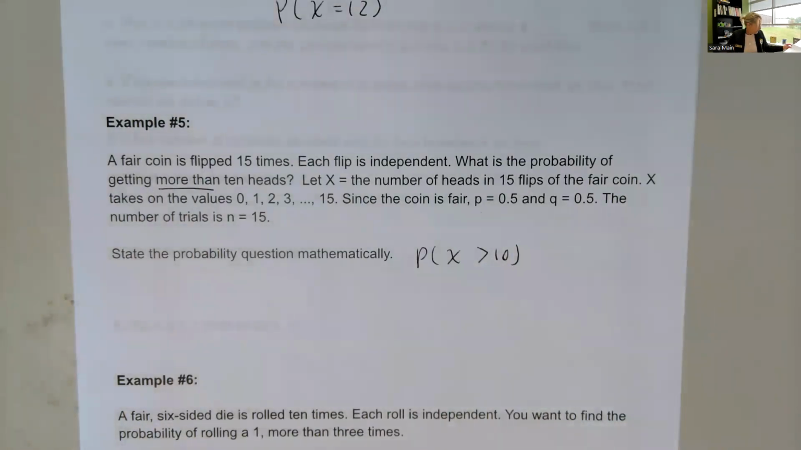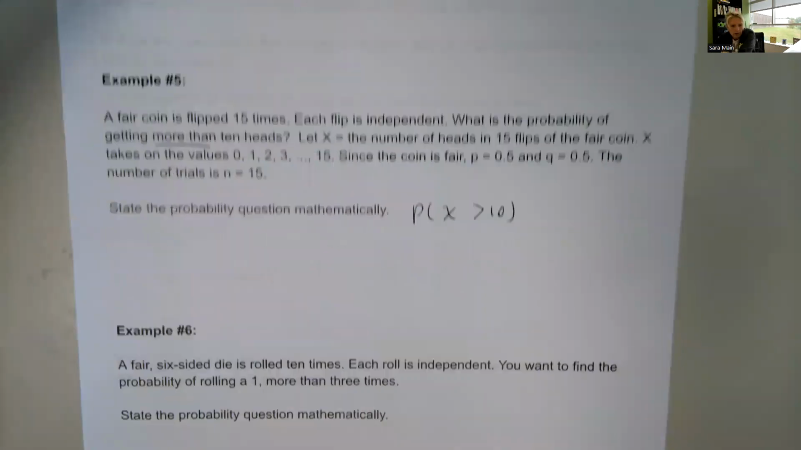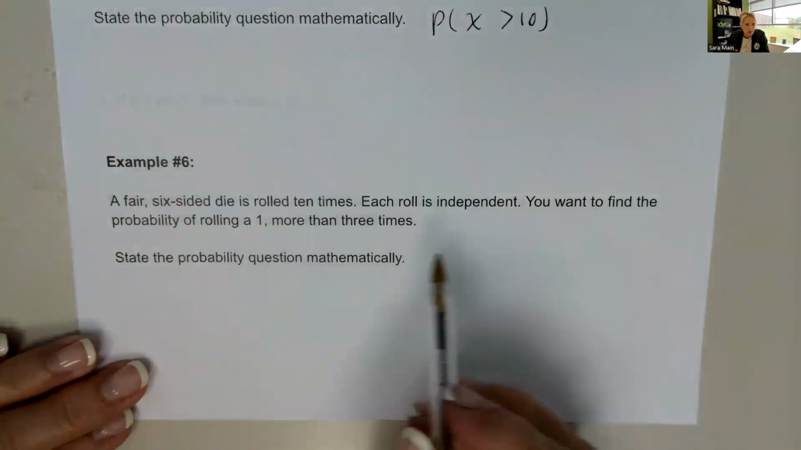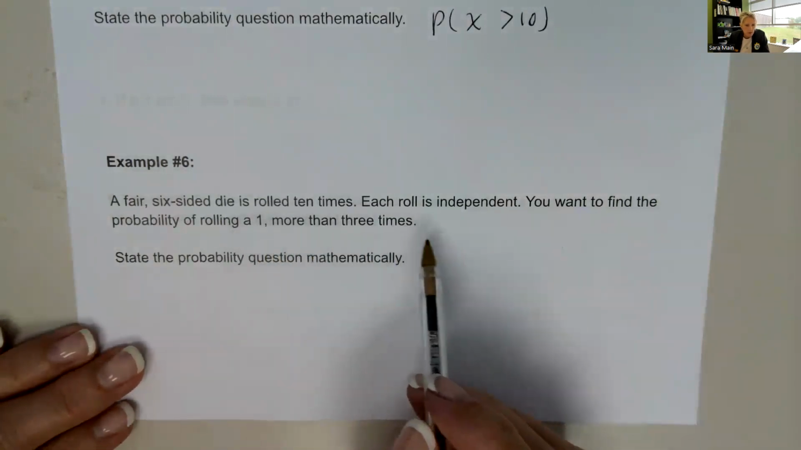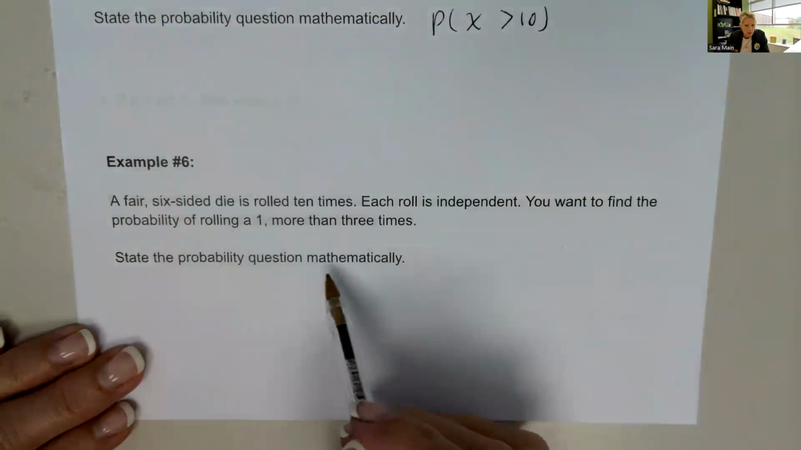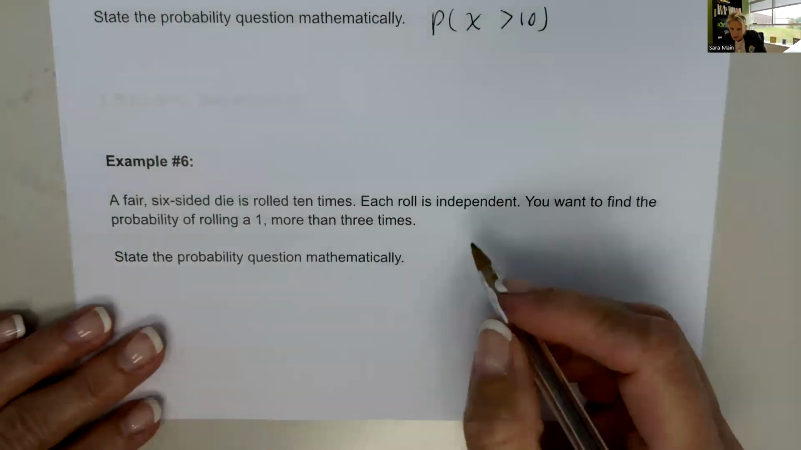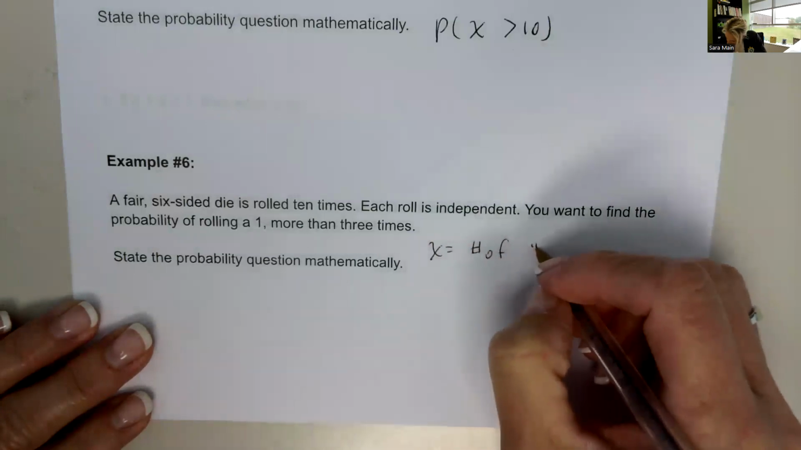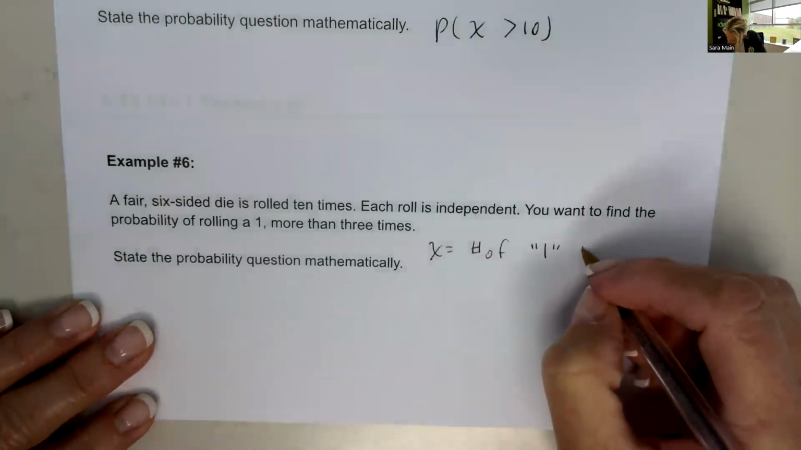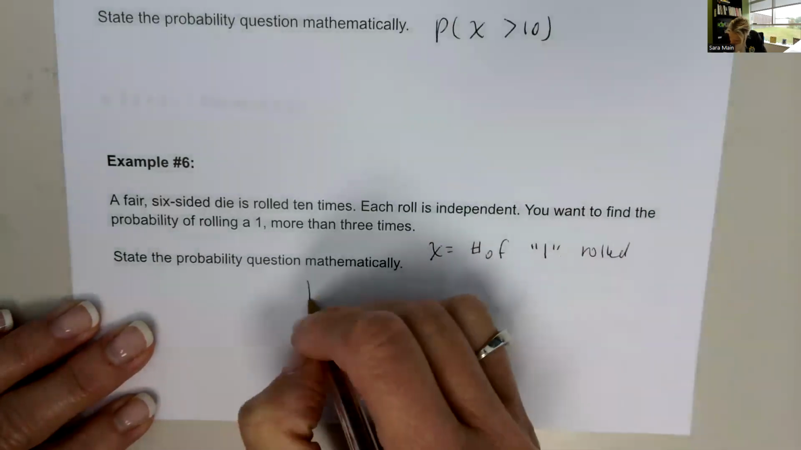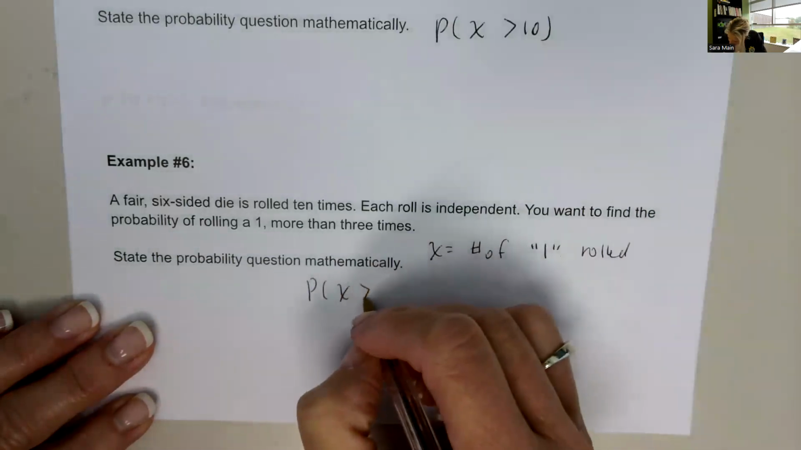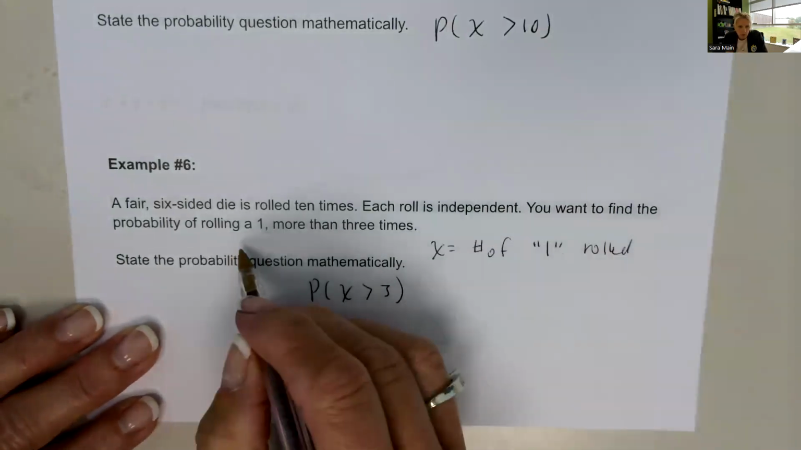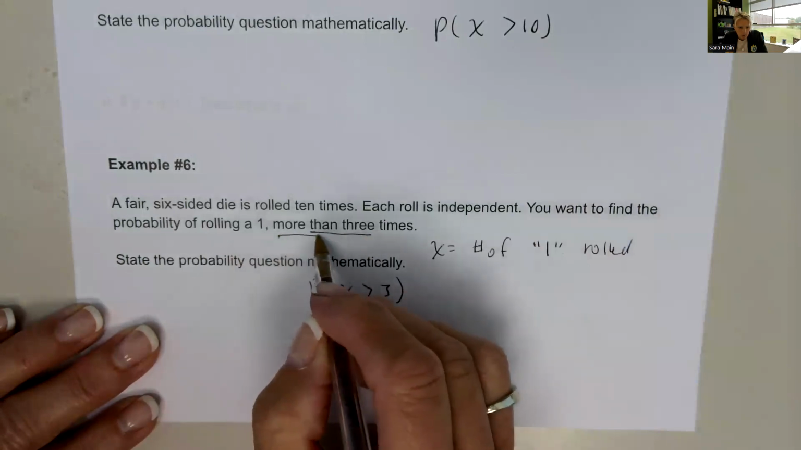Next, we have a 6-sided die rolled 10 times. Each roll is independent. You want to find the probability of rolling a 1 more than 3 times. State the probability question mathematically. So let's just write out x is the number of ones rolled. So we want the probability that x is greater than 3, because we want to know the probability of rolling a 1 more than 3 times.